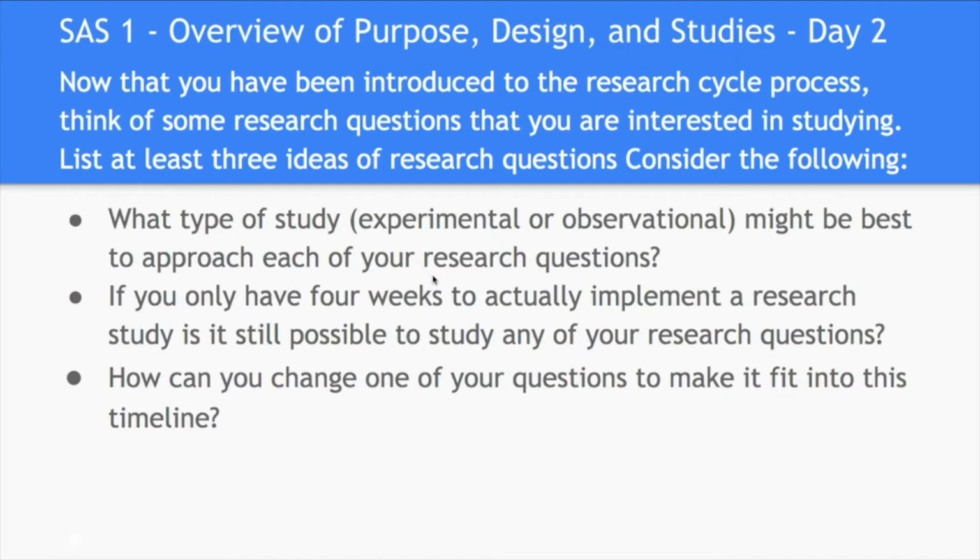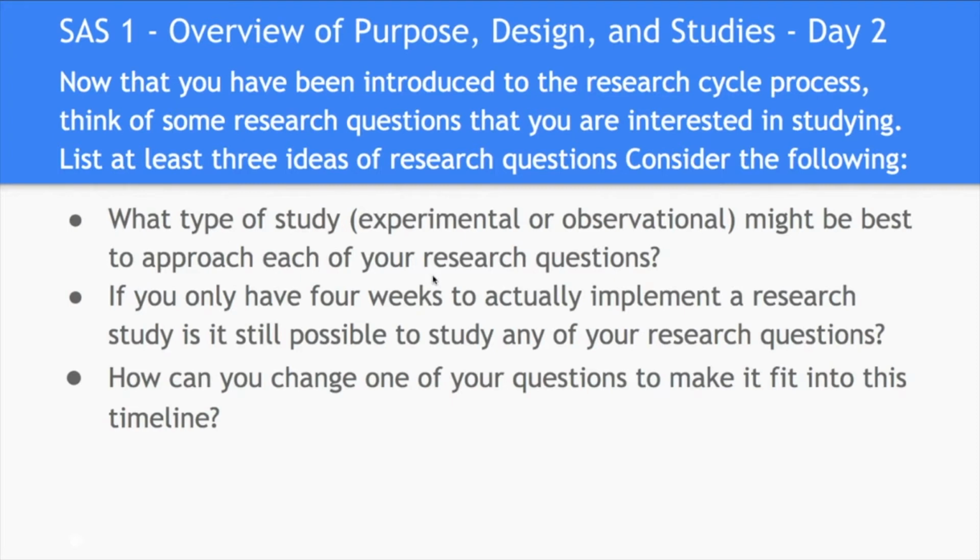Now, an observational study is simply we observe the habits of people, or we survey people and get their information based on the answers to certain questions, or we may just monitor behavior in some manner, okay? And the best approach to each research question is different for each type of individual study you're doing. If you only have 4 weeks to actually implement a research study, is it possible to study any of your research questions?